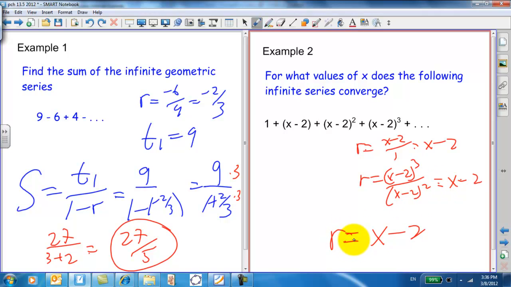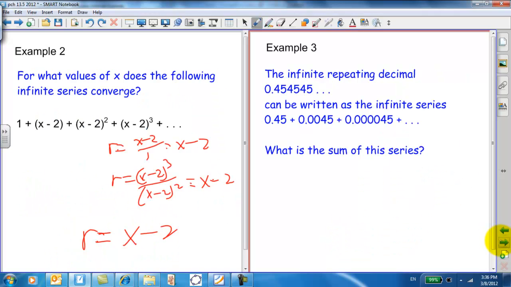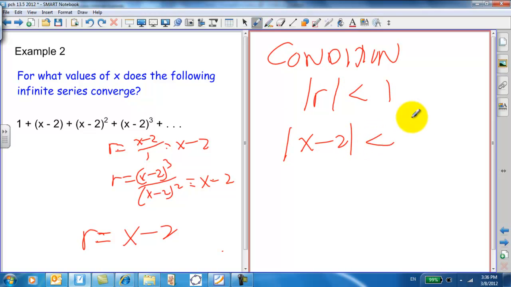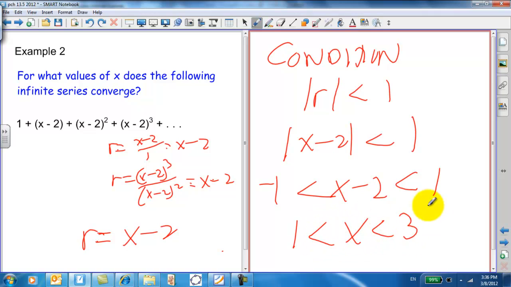Okay. The condition to have an infinite sum and have it converge is that the absolute value of r is less than 1. So the absolute value of x minus 2 is less than 1. So x minus 2 must be between negative 1 and positive 1. And so that puts x between 1 and 3. So those are the values of x that will make it converge. Notice what happens if x equals 2. You just get 1, 0, 0, 0, 0, 0, which technically does converge. It just adds up to 1.